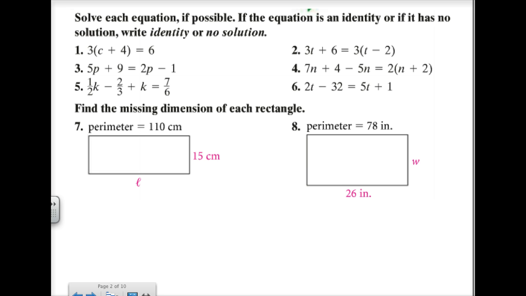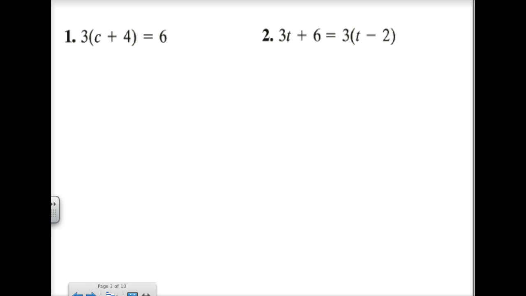If you can solve it for a variable and you get c equals a number, that's the solution. If you get something that is untrue, like -3 equals 6, that is no solution. So let's go look at the first two problems.